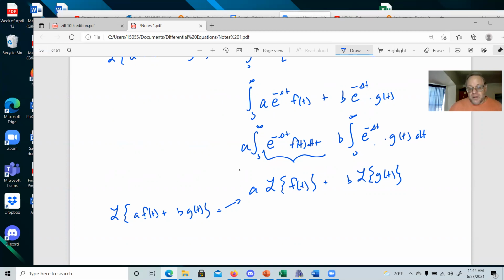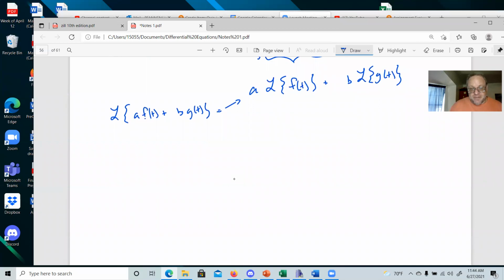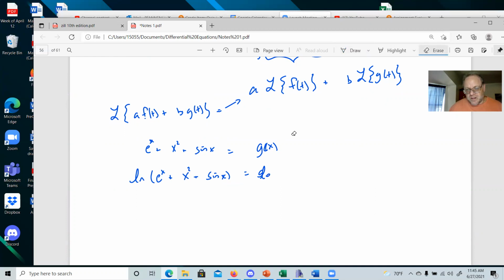Unlike, say, if I have e to the x plus x squared plus sine x equal to some function, and you say, oh, there's an e to the x in there, I can take a logarithm. You may have done this yourself when you first learned about logarithms. Hopefully you will never do this again.